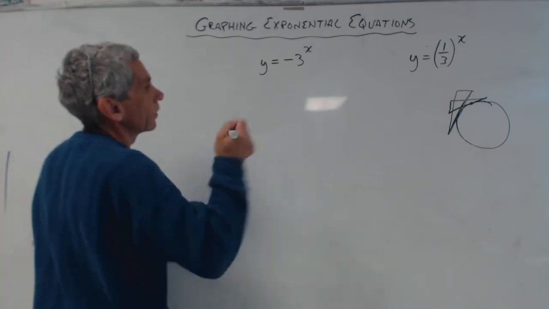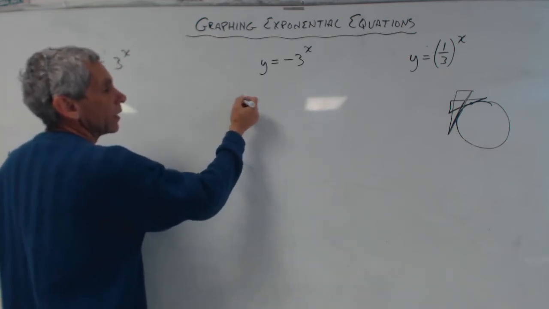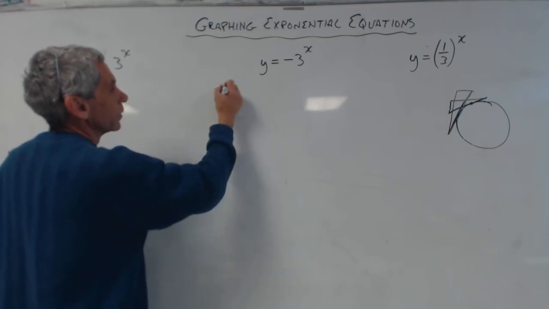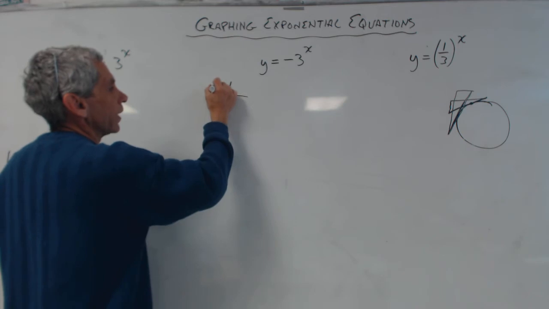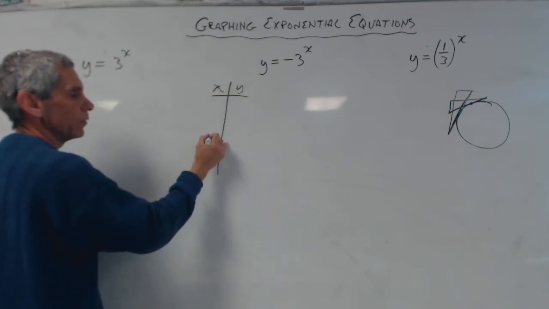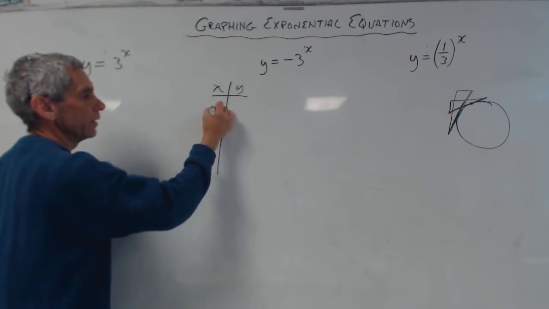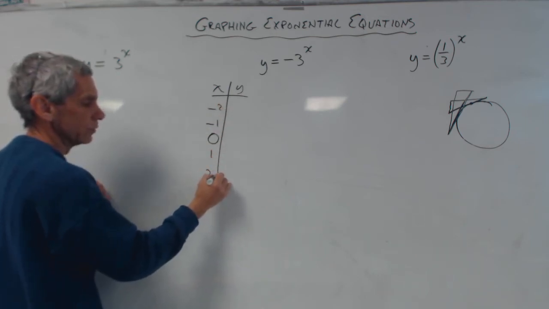So here we've got... yes, it probably will be. So we'll see. We've got, what am I doing? T-chart, right? So we've got x and y, and I know I'm always going to have 0, and I'm going to do a -1 and a -2, and a 1 and a 2.